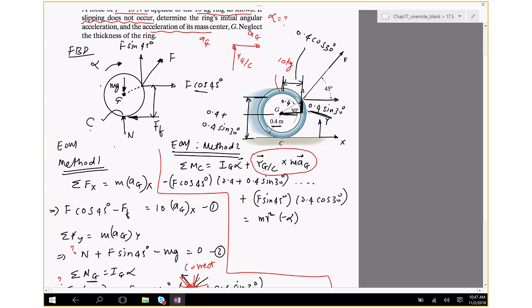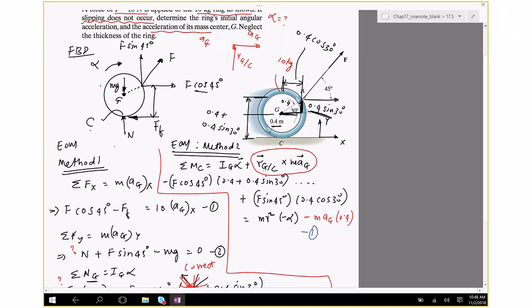Or the simpler way I think is MAG is a force which is acting this way. About C it is going to create a clockwise torque, which is negative. So negative MAG, which is unknown, and then the distance from C to G is the radius, which is 0.4. Okay, so that's equation 1.